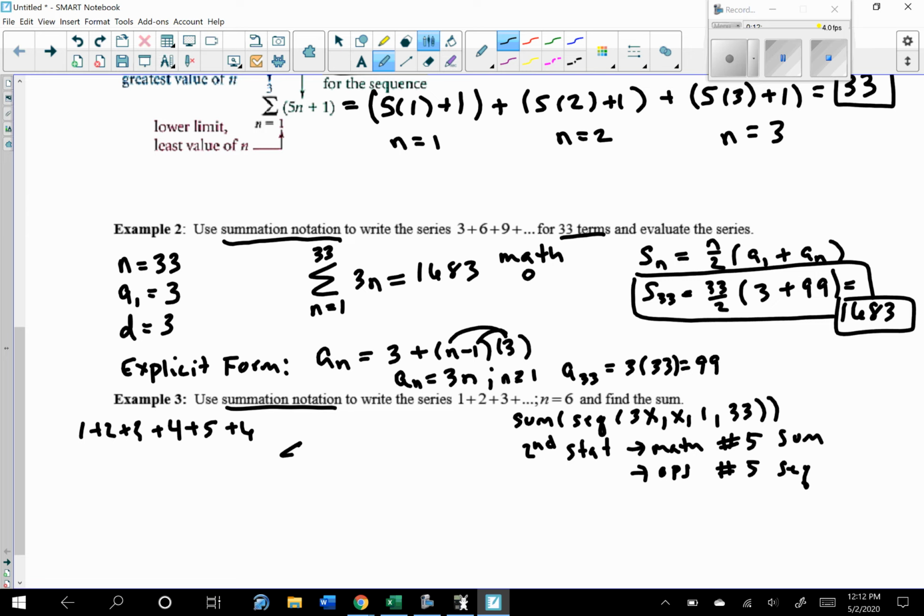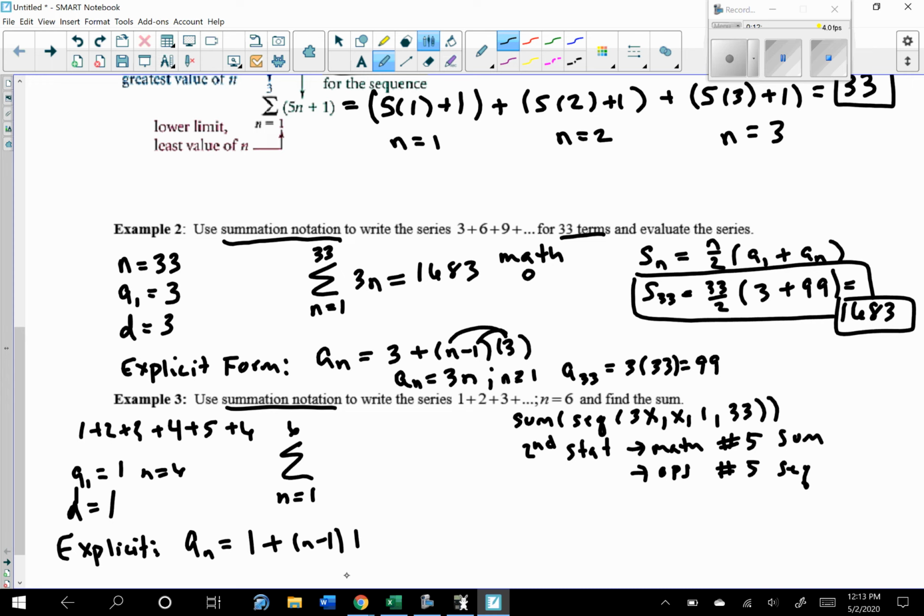So for my summation notation, this is the sum of the first term all the way up to the 6th term. To write this, we need to figure out what the explicit form is. So my first term we know is equal to 1. We know that n equals 6. We already figured that out, and d is equal to, so 1 plus 2 plus 3, so our common difference, of course, is 1. So the explicit form, we have a sub n is equal to my first term plus n minus 1 times my common difference, which is 1. So if we distribute and combine our like terms, we get a sub n is equal to n, of course, for n values greater than or equal to 1. So that means this is n. So this is the summation notation.